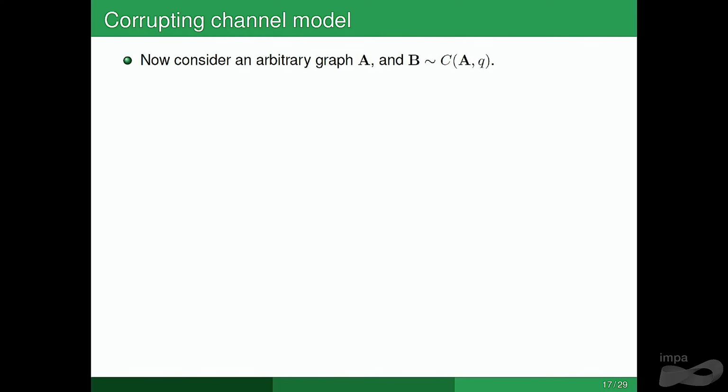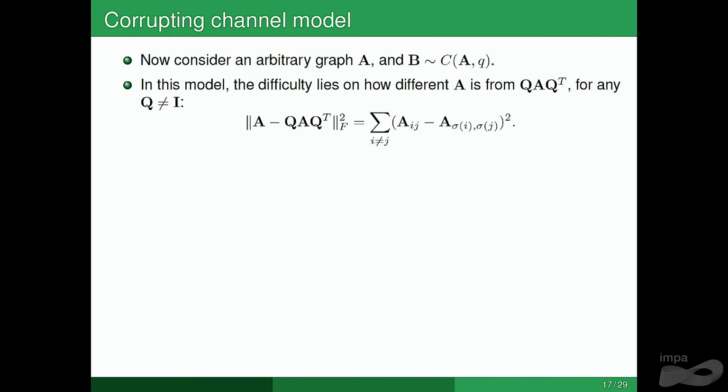We have A and we have B, which is a noisy version of A with some probability q. So the main difficulty of this problem is to make sure that when we flip edges with probability q, we don't destroy that many edges, right? So we are still able to tell when we have the correct correspondence.